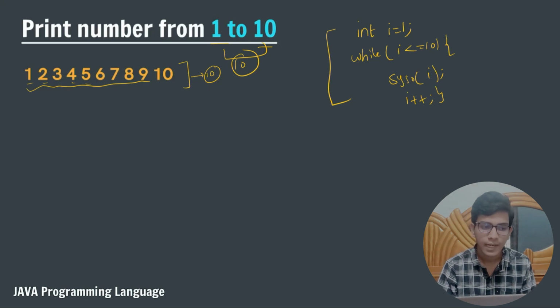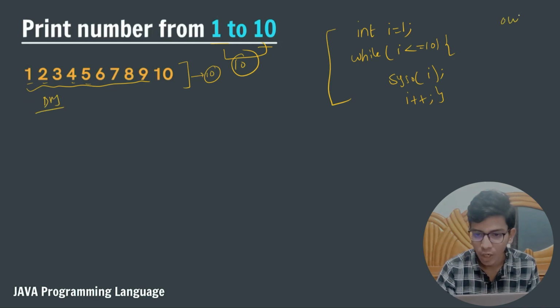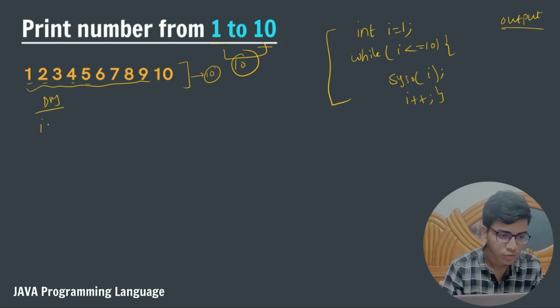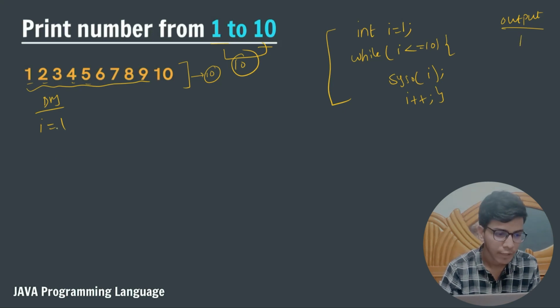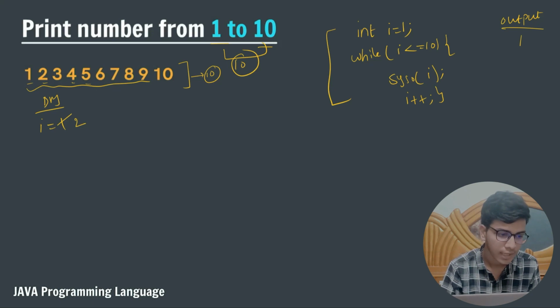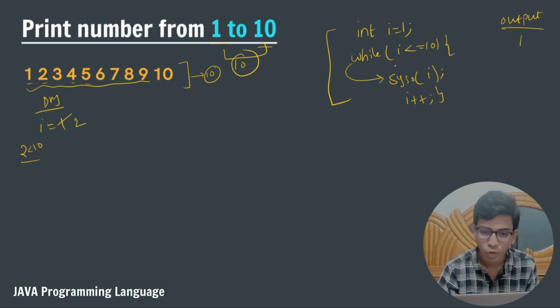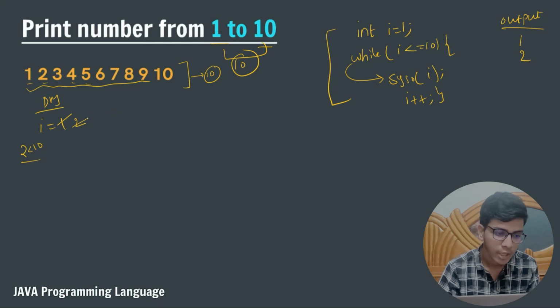Let us dry run this first and understand how this code works. Let us consider that this is our output screen. Initially i is 1, so we will print the i value 1. After that i will become 2. Then 2 is less than 10, so the condition is true and it will come into the loop, System.out.print i. Now i is 2, so we will print 2. After that i++, so i will become 3.